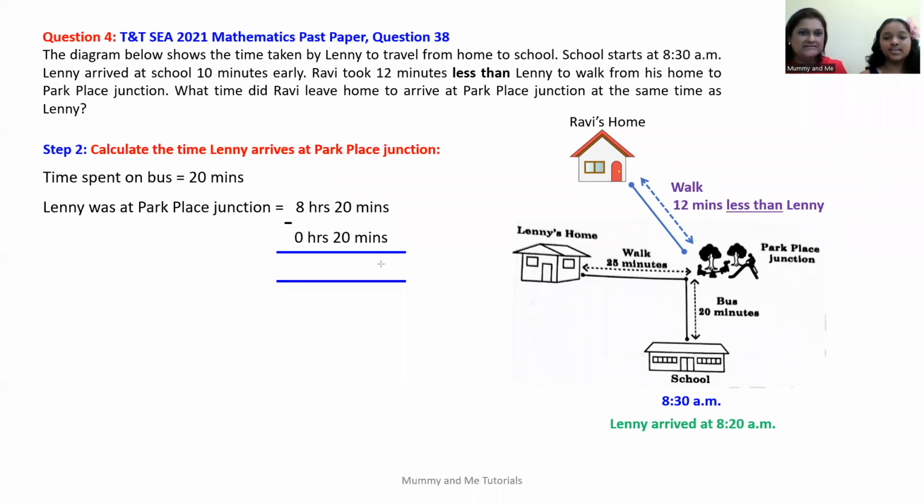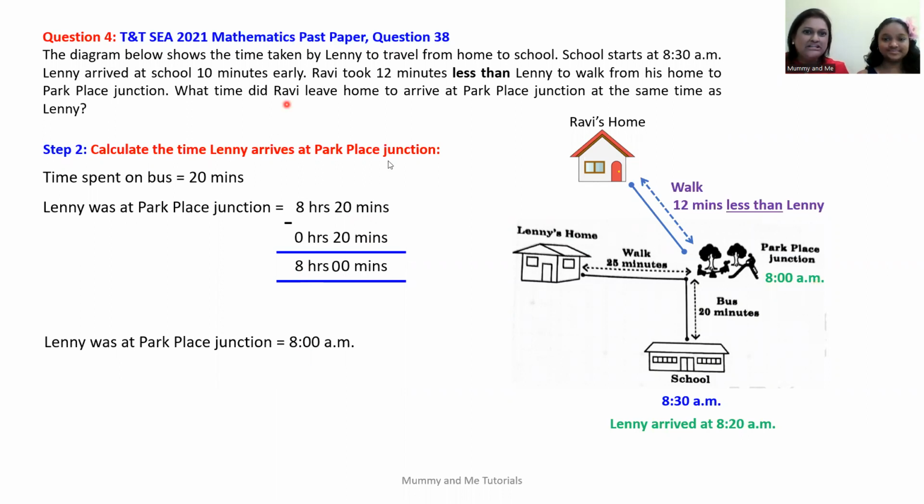Okay, so let's do that. So 8 hours and 20 minutes minus the 20 minutes that he took on the bus. And how do we do that? 0 minus 0 will give you 0. Right. And 2 minus 2 will give you 0. So we have 0 minutes. And 8 hours minus 0 hours will give you 8 hours. So 8 hours and 0 minutes is 8 a.m. So we are saying that Lenny arrived at Park Place Junction at 8 a.m.